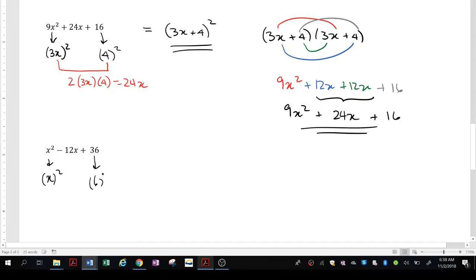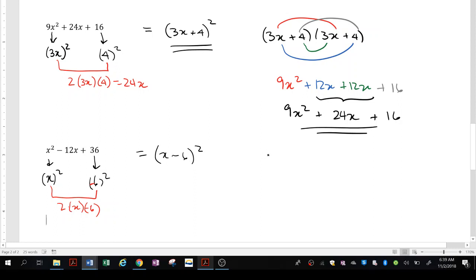Here, this is a perfect square. This is 6 squared. And now we want to check that, yes, indeed, this is 2 times x times 6. Now here, this will be a negative to give us our positive 36 and our minus 12x. So this does factor nicely into x minus 6 all squared.